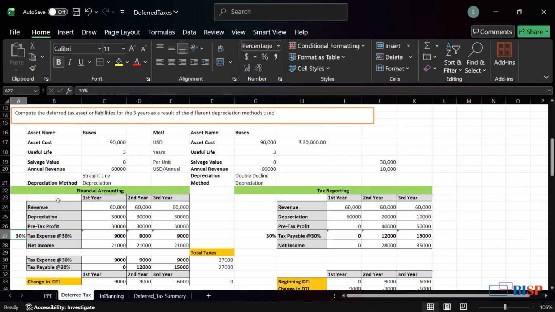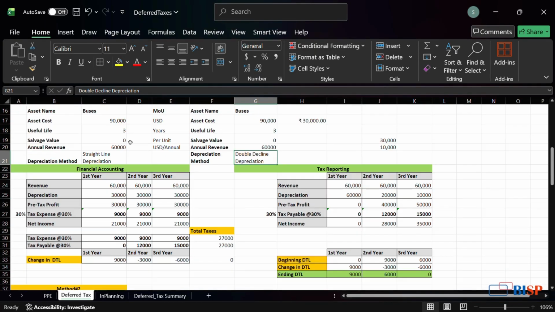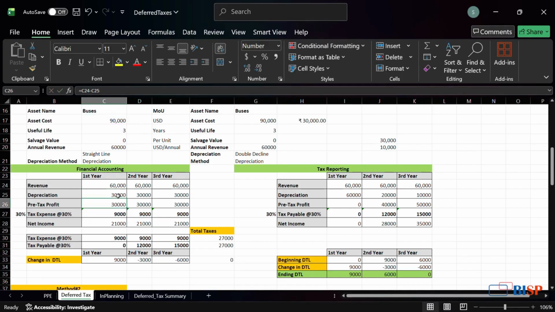The only difference between the two reports is the depreciation method. For financial accounting, we'll use the straight line method, and for tax reporting, we'll use the double declining balance. Let's start with the financial accounting section. Since we are using straight line depreciation, the annual depreciation is calculated using the formula: depreciation equals asset cost minus salvage value divided by useful life. So here 90,000 minus 0 divided by 3 equals 30,000 per year. Because the depreciation is the same every year, each year records an expense of 30,000.